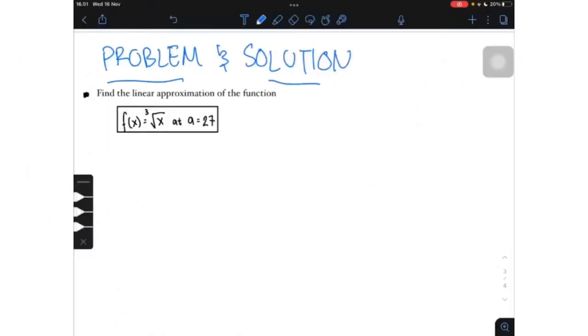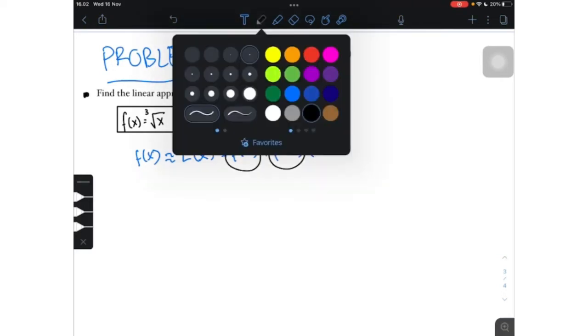For the problem and solution for the linear approximation material, the question is: find the linear approximation of the function f of x equals the cube root of x at a equals 27. So we need to find the f of x, or we can call it L of x, which is the linear approximation, which equals f of a plus f prime of a times x minus a. So first, we need to find these.